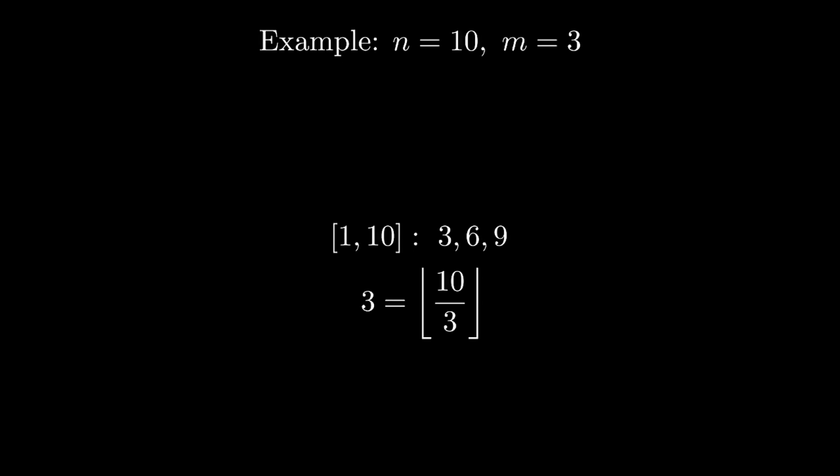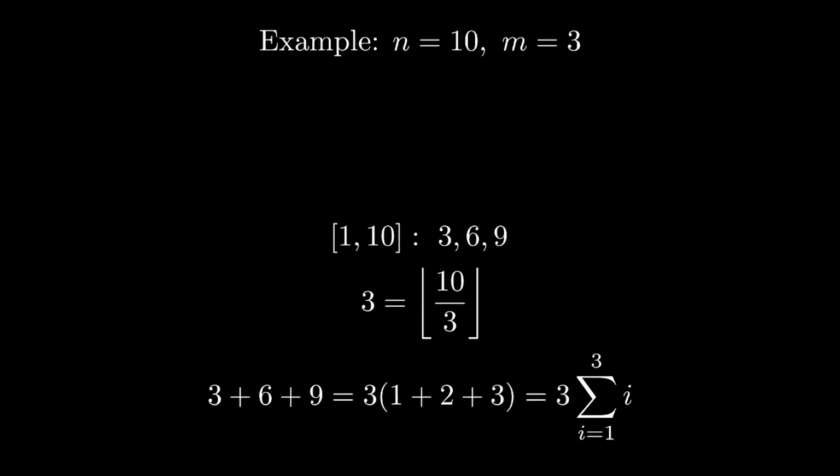Also notice that you can factor out 3. Since each term is divisible by 3, we can just factor out the 3 from each of the terms that we have to add up. So we get 3 times 1 plus 2 plus 3. And this can be written in summation notation as 3 times the sum from i equals 1 to 3 of i. So we have the sum.